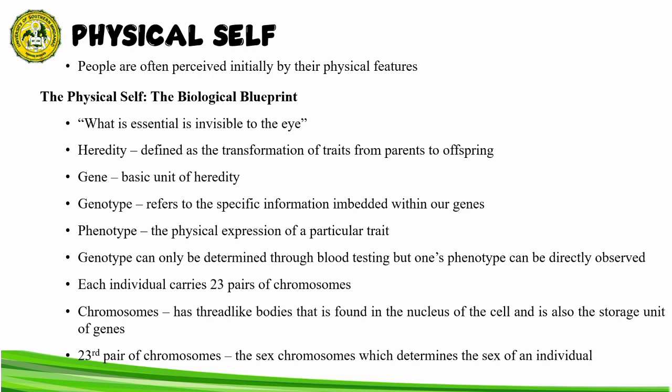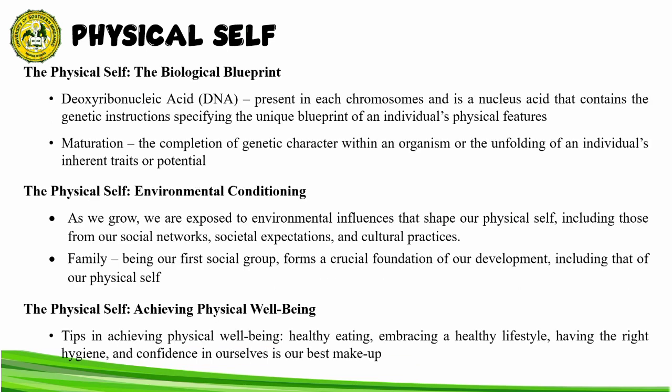Each individual carries 23 pairs of chromosomes. These chromosomes have thread-like bodies that are found in the nucleus of the cell and are also the storage unit of genes. The 23rd pair of chromosomes, the so-called sex chromosomes, are the ones that determine the sex of an individual, if it is a boy or a girl. DNA, or deoxyribonucleic acid, is present in each chromosome and is a nucleic acid that contains the genetic instructions specifying the unique blueprint of an individual's physical features. So basically, your genes are in your DNA, and the DNA makes up your chromosomes.